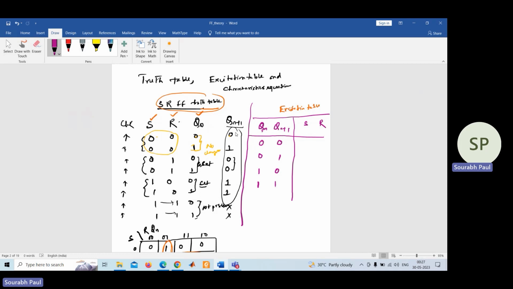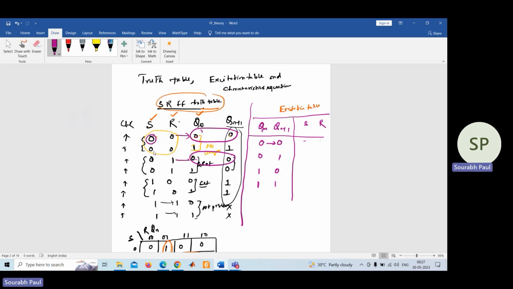How? For example, first consider this combination. When Qn equals 0, Qn plus 1 is equal to 0. What should be the values of S and R? That we'll find out. Now how? See, in the truth table, how many times do we get Qn equal to 0 and Qn plus 1 also equal to 0? 2 times. See this particular combination and this one. So in these two cases, Qn is 0 and Qn plus 1 is also 0. Now in these two cases, you see what the values of S and R are.